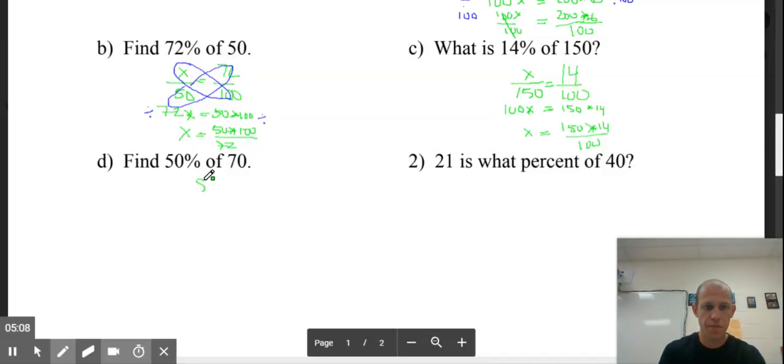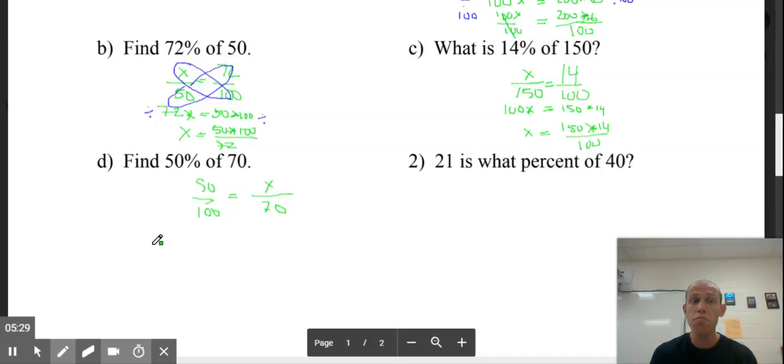50%, that is the thing over 100. Well, let's put that on the left side. It doesn't matter if it's on the right or the left. So let's just switch it up. And 70, is that the part or is that the whole? Find 50% of 70. We're looking for a part of it.